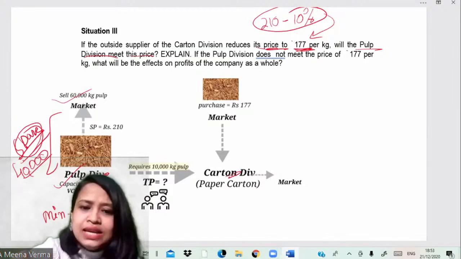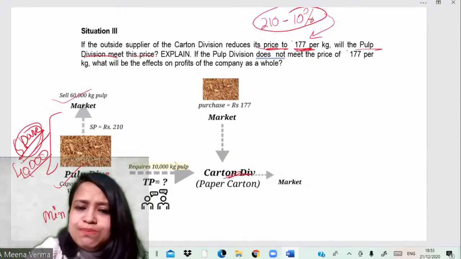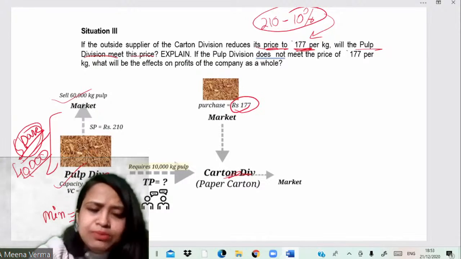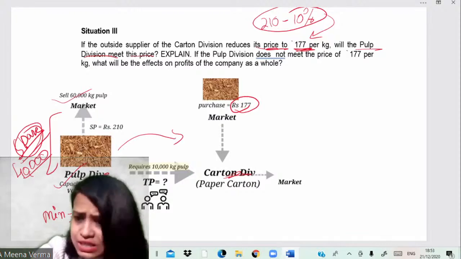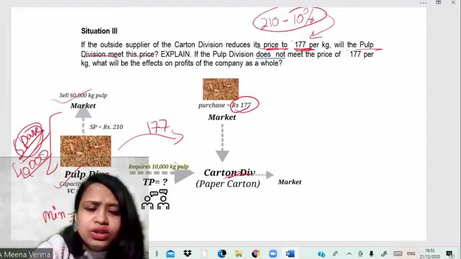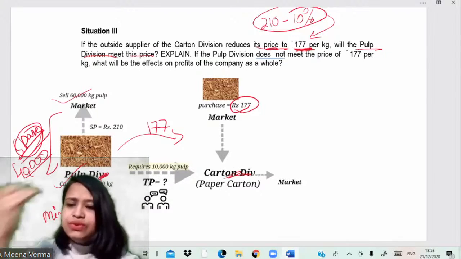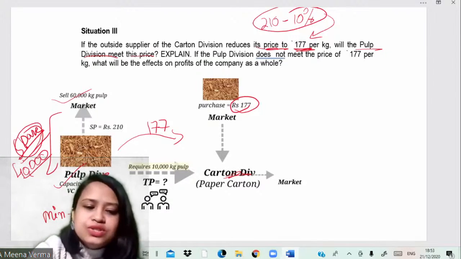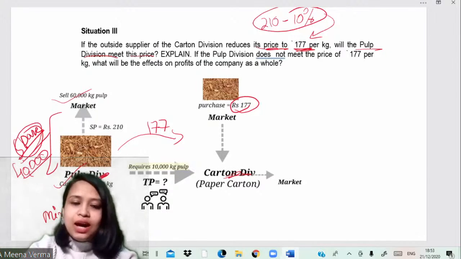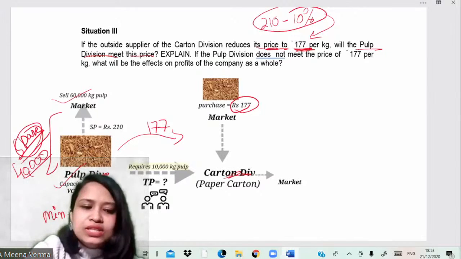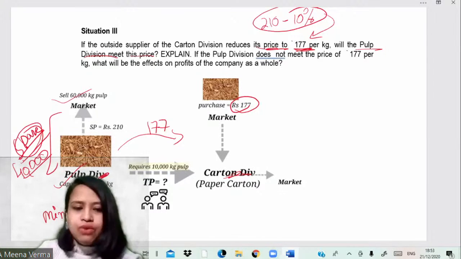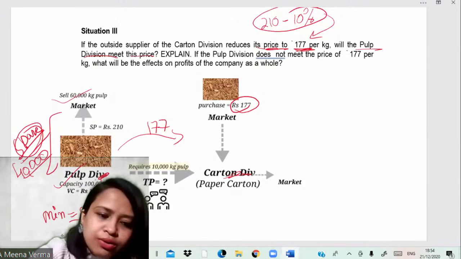Okay, so yes, if the carton division is buying the product from the external market at rupees 177, the pulp division can also supply the same product. It is possible for them to supply it at rupees 177 because the minimum price they want to recover from this transfer is rupees 126. Above this price they can charge anything, but they never want to go below it. This is the minimum price they want to recover from their product.